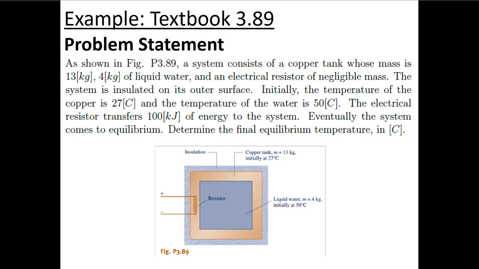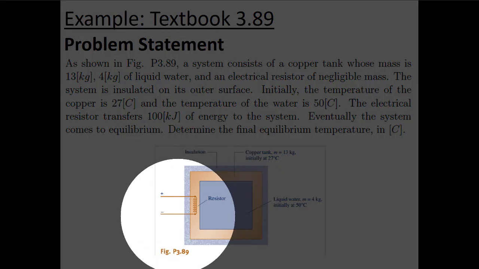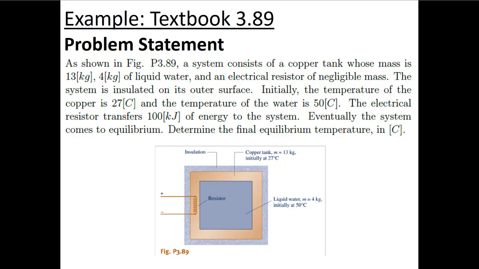Okay, we will carry on with this example. This is from the textbook, 3.89. This handout can be found on the My Courses webpage, as we said at the beginning of the lecture, but I can read it to you as well. We have a system that consists of a copper tank with a particular mass and 4 kilograms of liquid water. An electrical resistor, which we see here, has negligible mass.